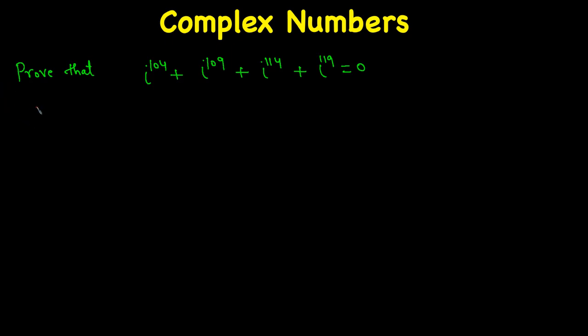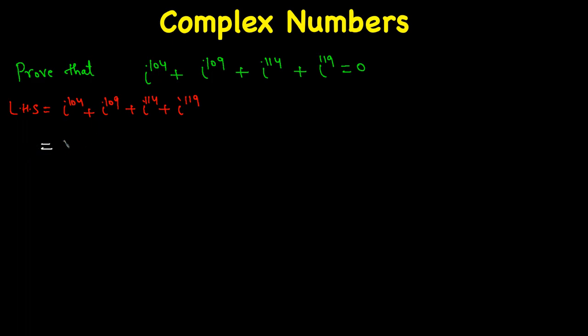In the first method, let's write down the left hand side first of all. The left hand side is equal to iota raised to power 104 plus iota raised to power 109 plus iota raised to power 114 plus iota raised to power 119. What I'm going to do is change all these imaginary numbers in terms of iota raised to power 104, and then we can factor it out and simplify it.